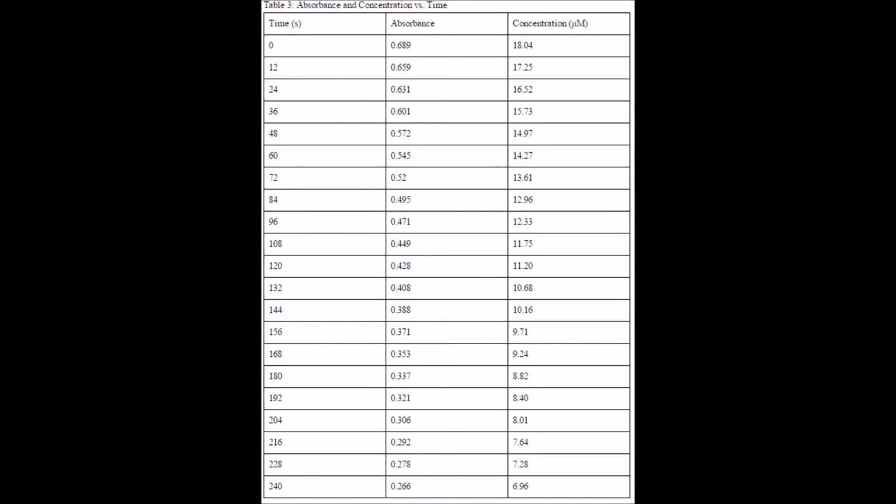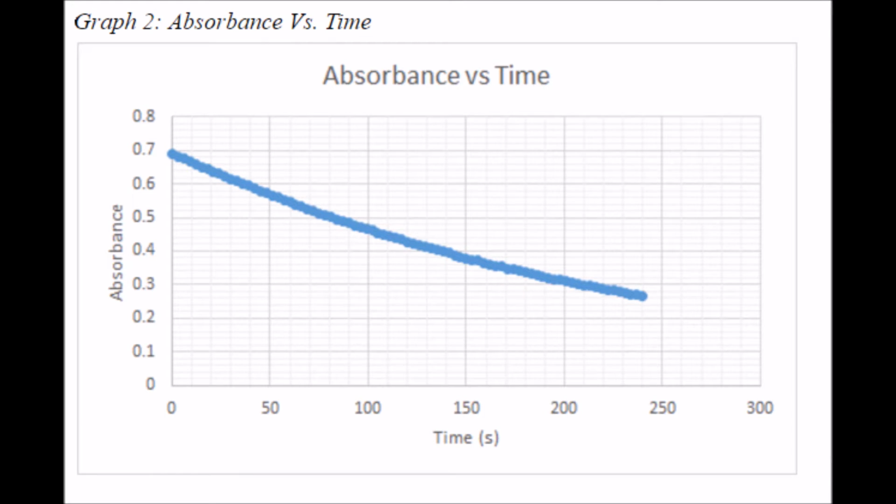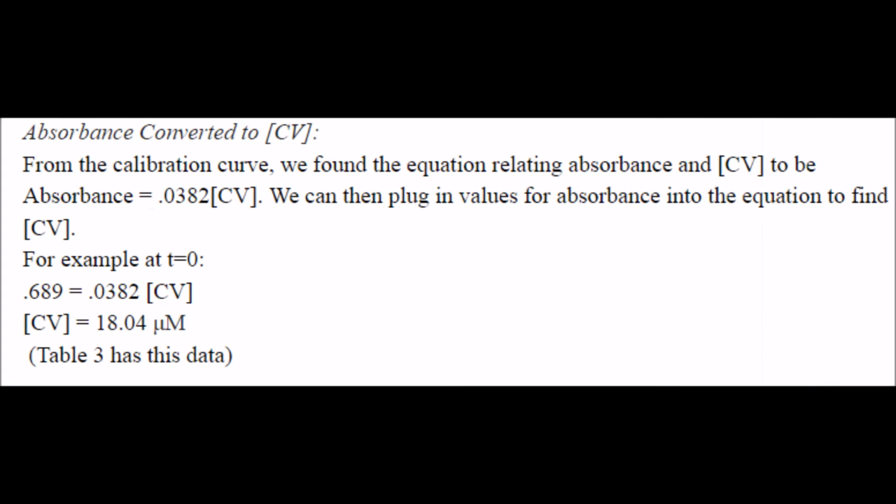This next data table shows the absorbance and concentration versus time during the reaction of crystal violet with sodium hydroxide. The time in this data table is every 12 seconds to allow the data table to fit the screen. The next graph shows absorbance versus time during the reaction of crystal violet with sodium hydroxide. Once the absorbance values during the reaction were known, the line of best fit from the calibration curve can be used to find the concentration of crystal violet.